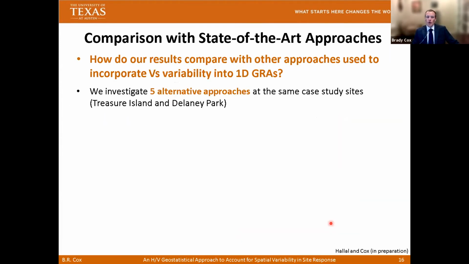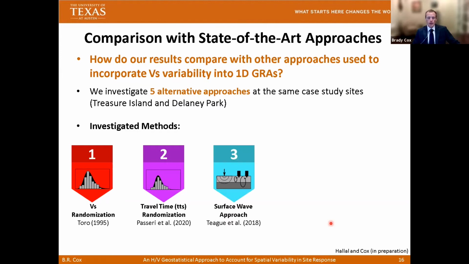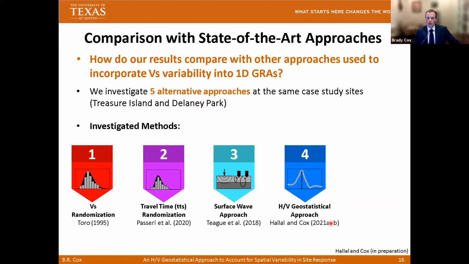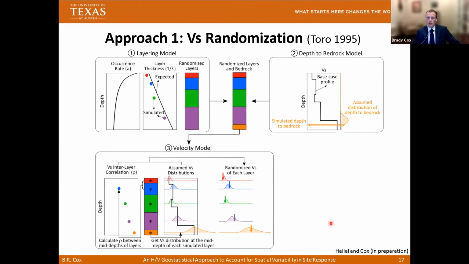So how does our approach compare with other ways that people use to account for shear wave velocity variability in 1D ground response analysis? So we investigated 5 methods: VS randomization, called Toro randomization; travel time randomization, which was proposed by Passeri and Sebastiano Foti; a surface wave approach, where we incorporate spatial variability from multiple VS profiles from surface wave testing; our H/V geostatistical approach, which I just showed you; and then changing the damping in the 1D ground response analyses. And I'm going to cut this short in terms of explaining the shear wave velocity randomization.